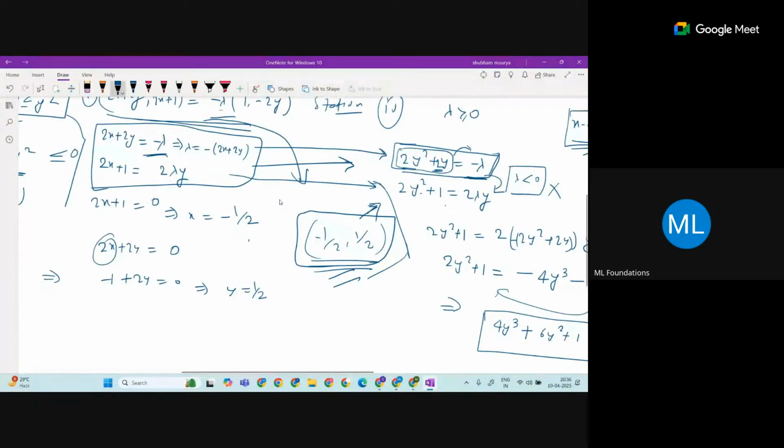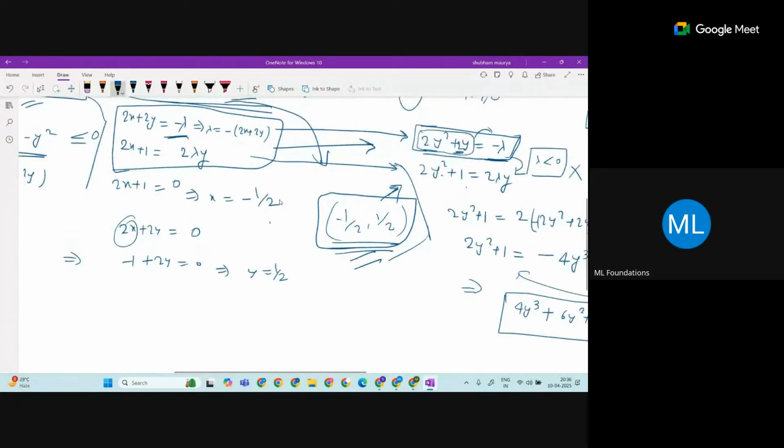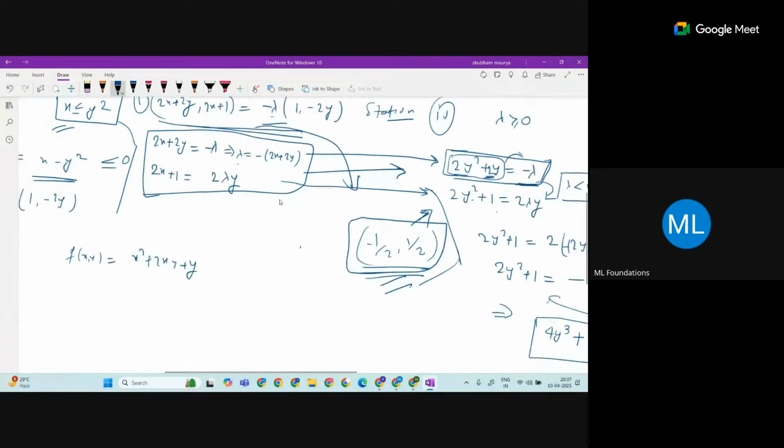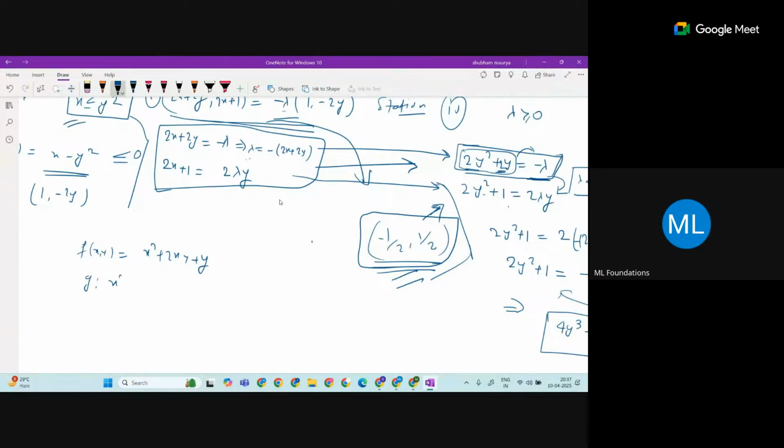And now if you use Lagrangian here, if you deal with the Lagrangian only, so we have this, and here if you substitute this lambda value. Sir, what was the function? The function is x squared plus 2xy plus y, and g of x, y is x squared minus x minus y squared, less than or equal to.